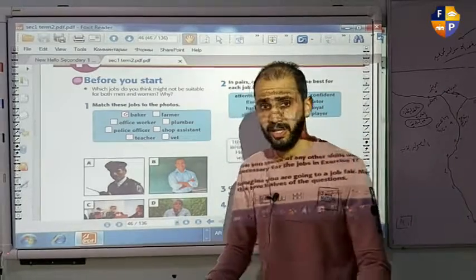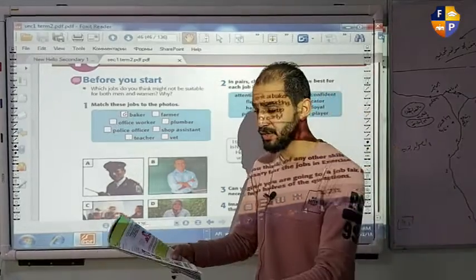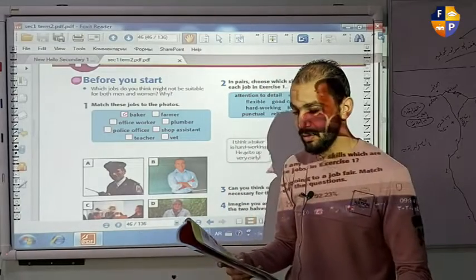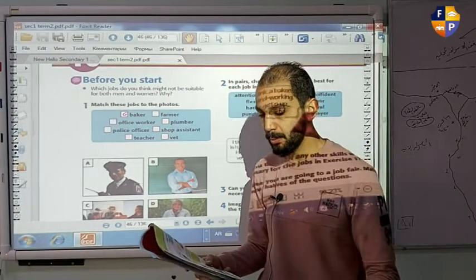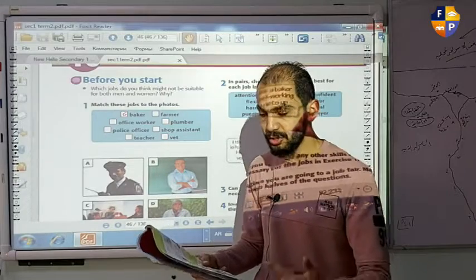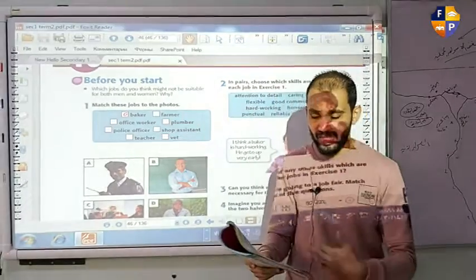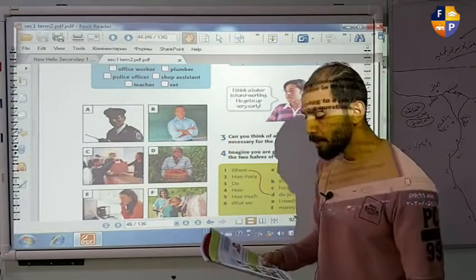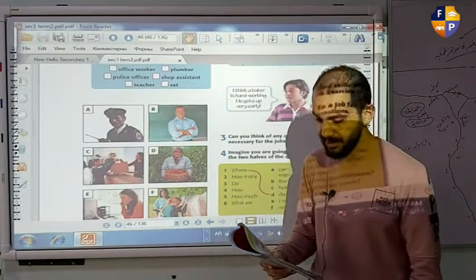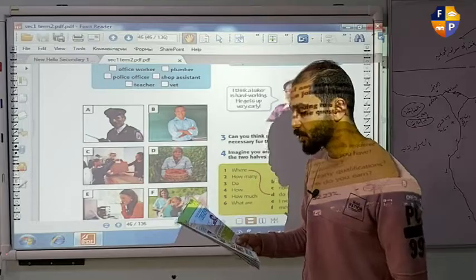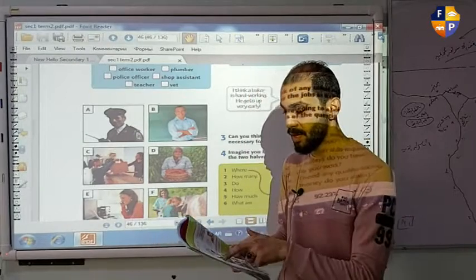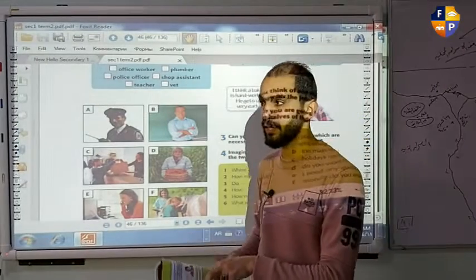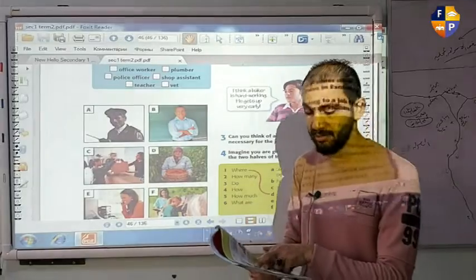Okay, so let's see these kinds of jobs that we have in exercise number 1. Baker, farmer, officer or office worker, plumber, police officer, shop assistant, teacher, and vet. So let's match these words with their pictures that we have here. Picture A takes, as we know, exactly a police officer. And what about B? Like me and like the others inside our school, which is exactly B, the teacher.